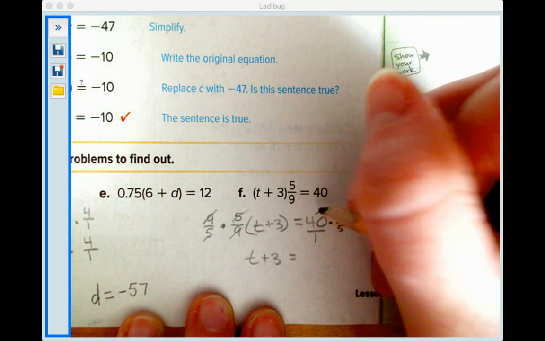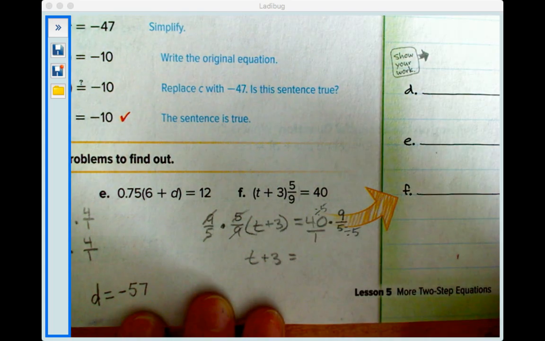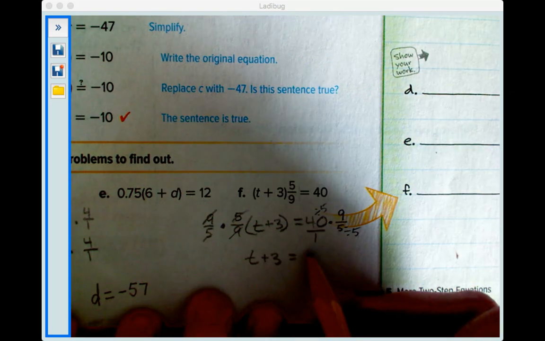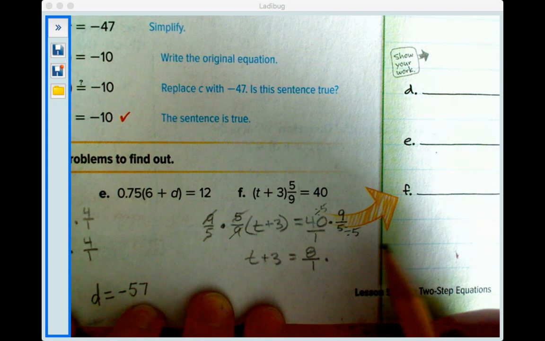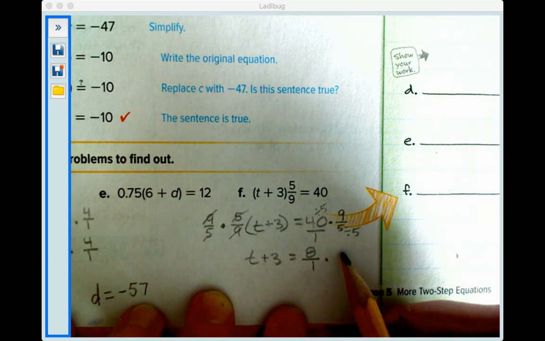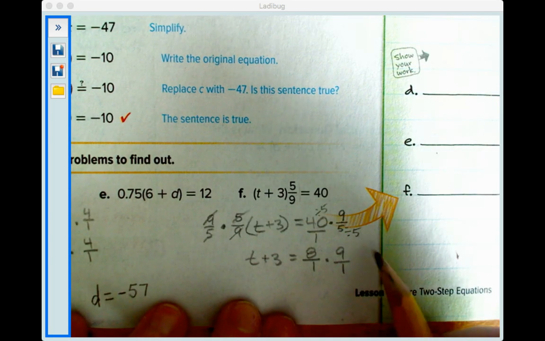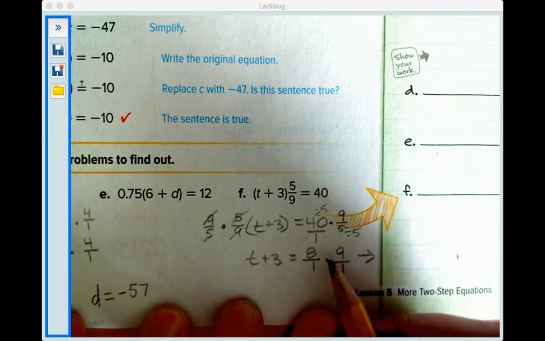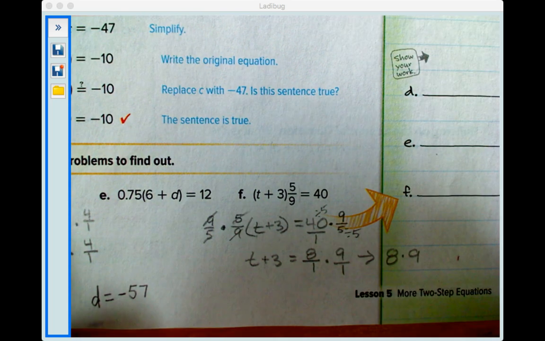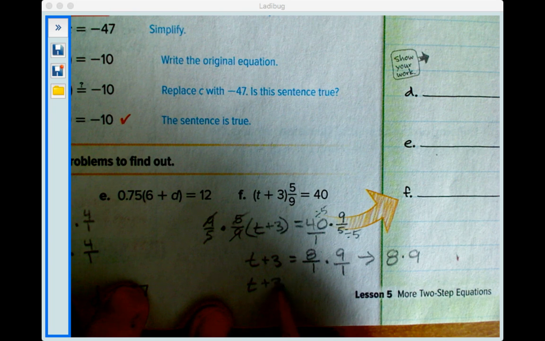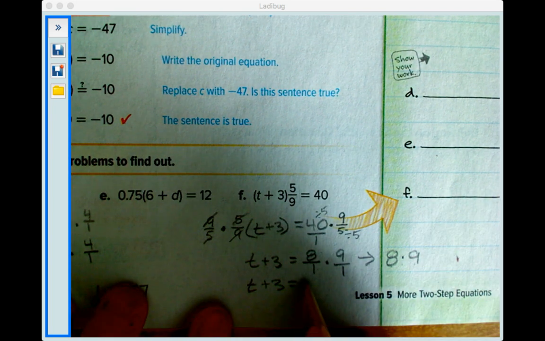So if we divide them by 5, 40 divided by 5 is 8 over 1. 5 divided by 5 is 1, so now it's 9 over 1. Now, to make this easier for you, 8 over 1 times 9 over 1 is just 8 times 9. T plus 3 equals 8 times 9. 8 times 9 is 72.